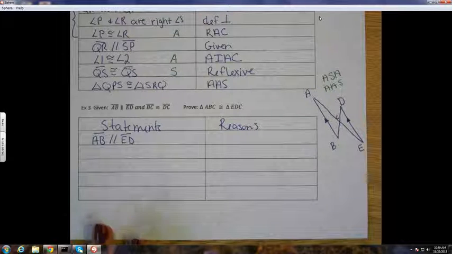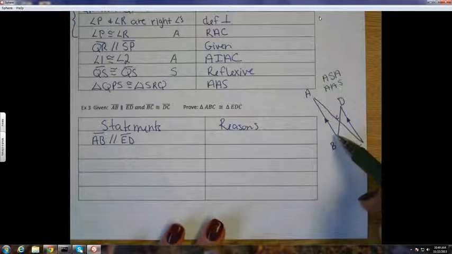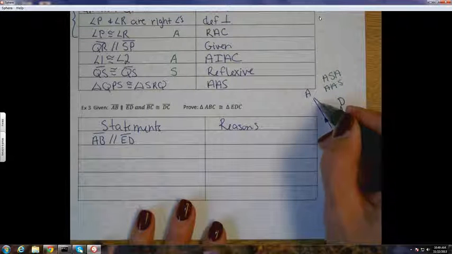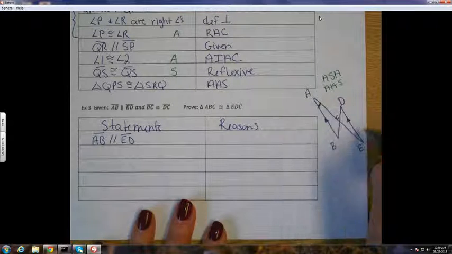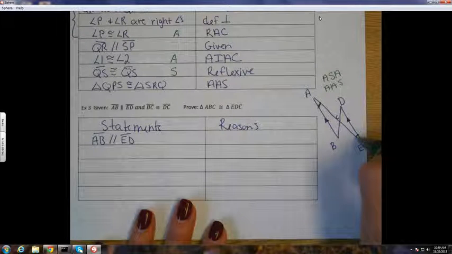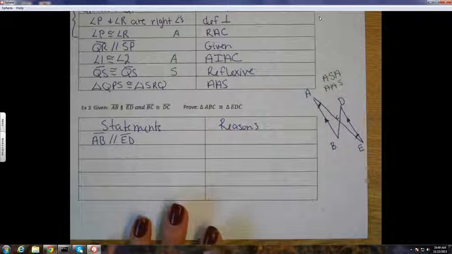A and E work. Are B and D alternate interior angles also? Yes. Yeah, I can get 2 sets of alternate interior angles if I want. A and E, because I got 2 different transversals. That's why. Let's just stick with 1. Oh, I forgot my given.